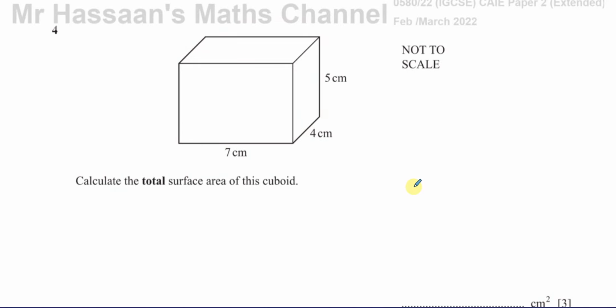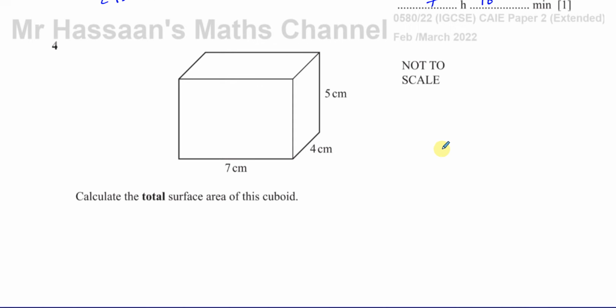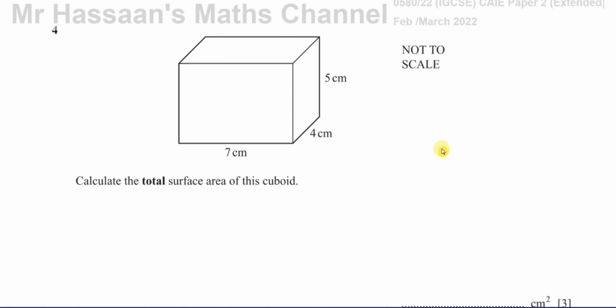Okay, so welcome back. This is now question number 4 from the February-March 2022 paper from Cambridge 0580. Here we have a question about surface area of this cuboid. So we know it's a cuboid for sure. Because it's a cuboid, we know the faces are all rectangular, right?